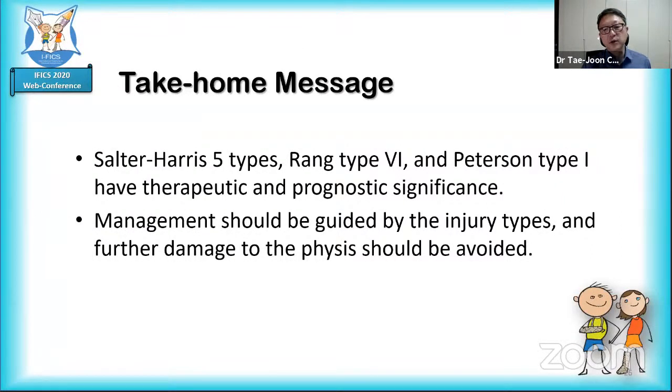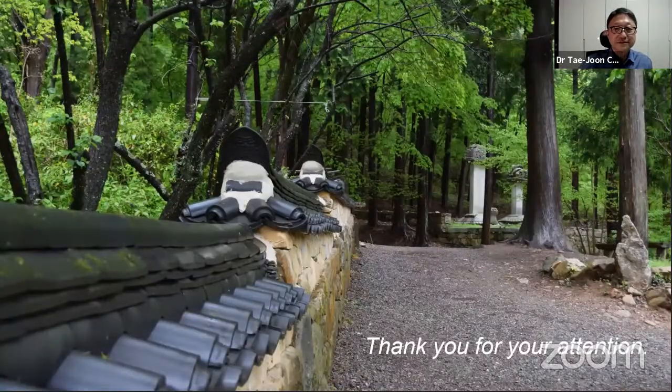I'd like to close my talk stressing that Salter 5 types, Rang type 6, and Peterson type 1 have therapeutic and prognostic significance. Management should be guided by the injury types, and further damage to the physis should be avoided. Thank you for your attention.